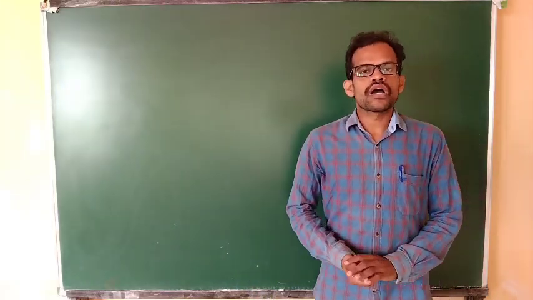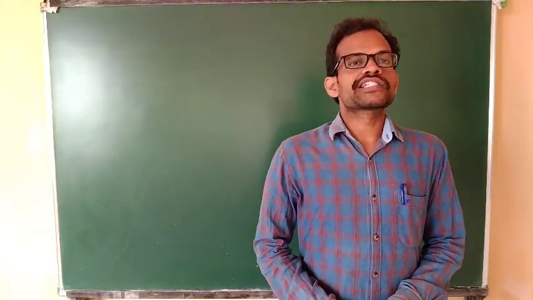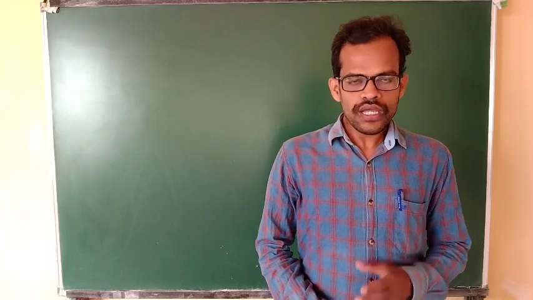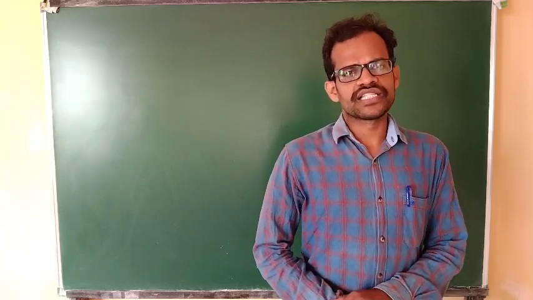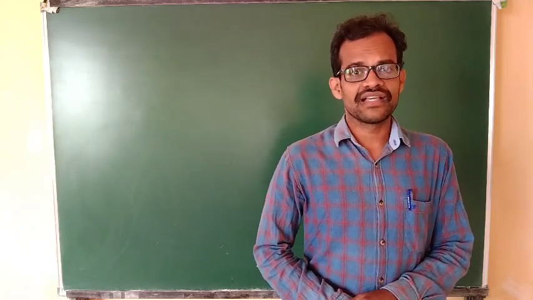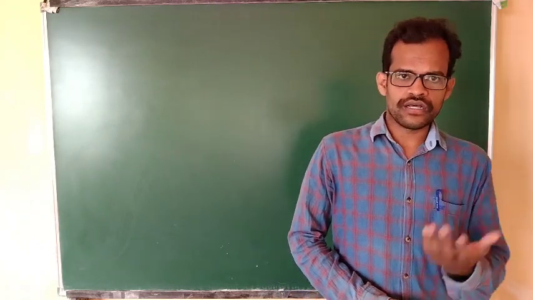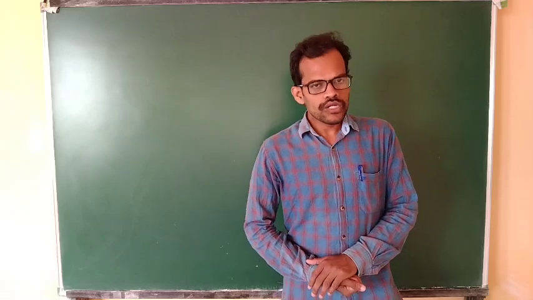Last class we already discussed the structure of the neuron. The structural and functional unit of the nervous system is the neuron, also known as a nerve cell. What structures are present in the nerve cell? What are the parts of a neuron? Dendrites, cell body, and axon. We already discussed the structure of neurons in the last class.